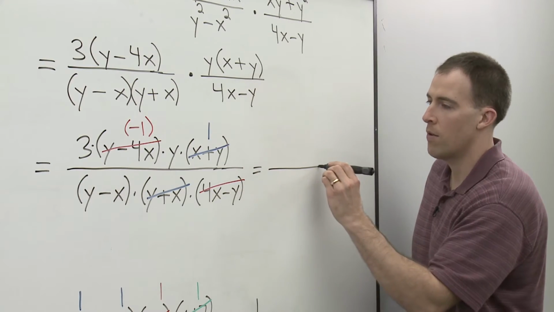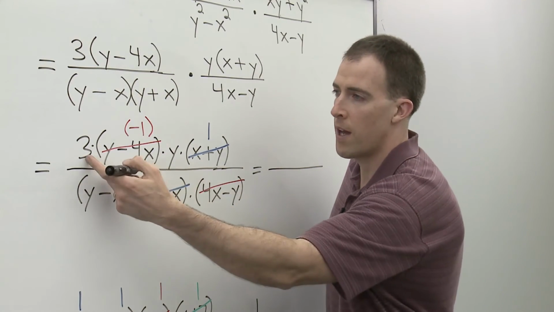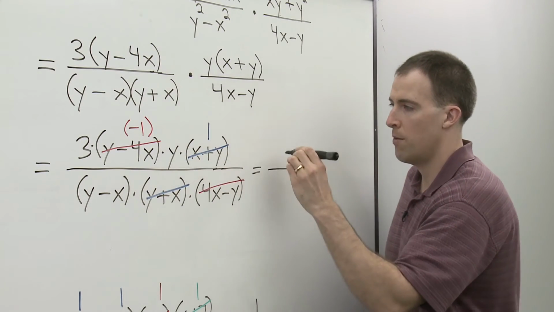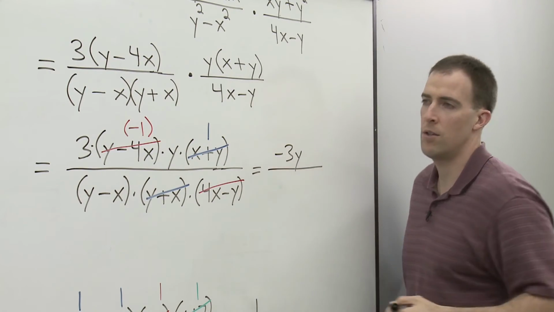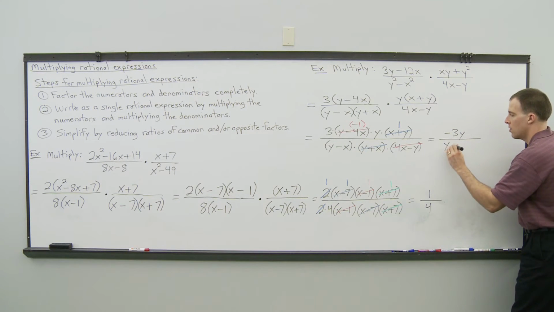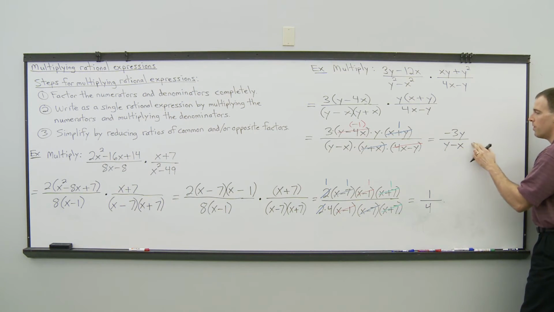So for a final answer, in the numerator we've got a 3 times a negative 1 times a y. So that would be negative 3y in the numerator. And then in the denominator we've got y minus x. So we can express the result as negative 3y over y minus x. This is acceptable for the answer.